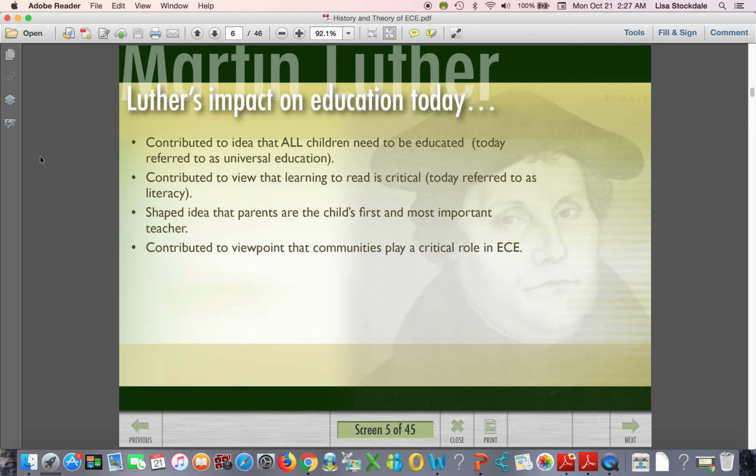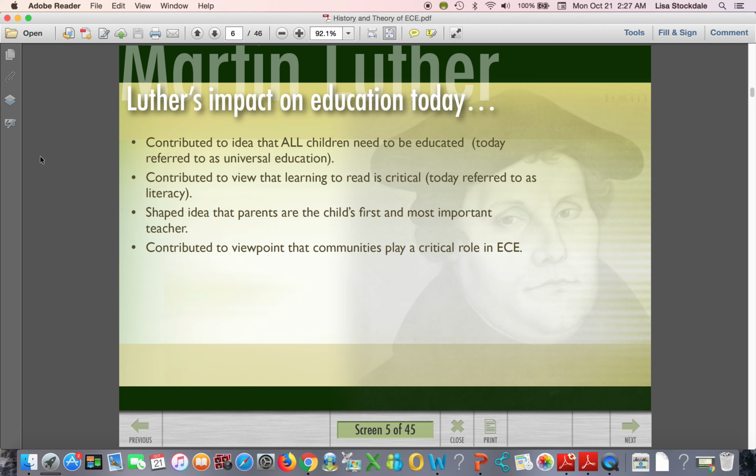So Luther's impact on education is still seen today because he contributed to the idea that all children should be educated, not just the wealthy. We call that universal education. Education for all is known as universal education. And he also contributed to the view that learning to read is critical. Today we have a broader term for learning to read, under the umbrella of literacy. It's not just reading, it's listening, speaking, reading, writing, viewing, creating. We have a big umbrella of literacy that we use now.